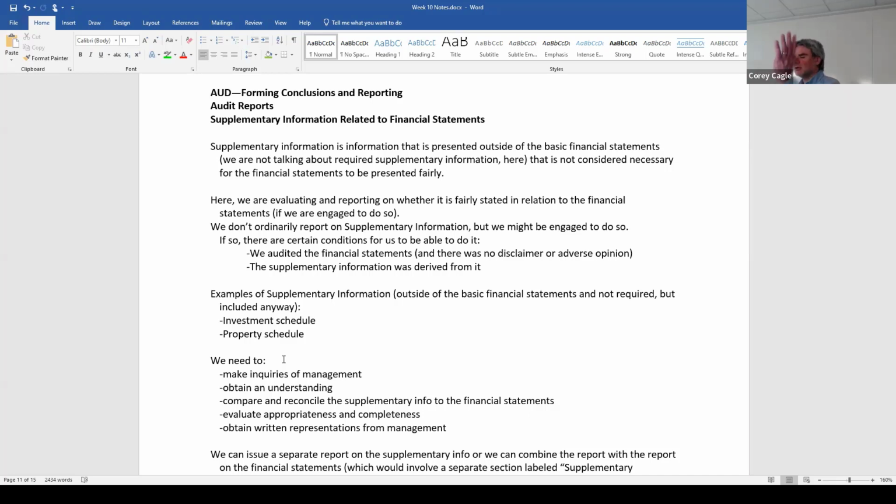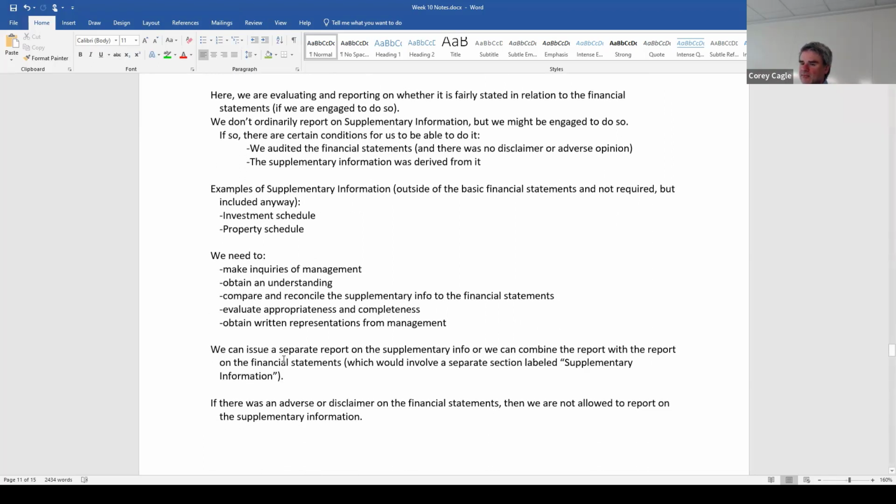So we'll do some little limited things. We'll do some inquiries of management. We'll, as we would anything, get an understanding. We compare and reconcile the information to the financial statements, look for appropriateness and completeness. So a little more than the other information from before, because we're separately engaged to do this. We get written representations from management. So just a few little things to do, nothing major.